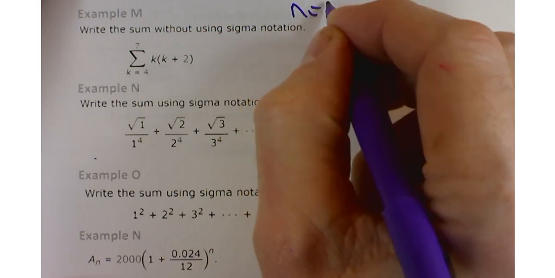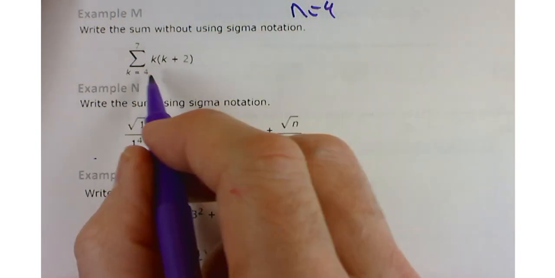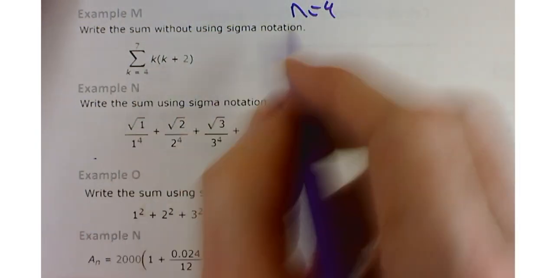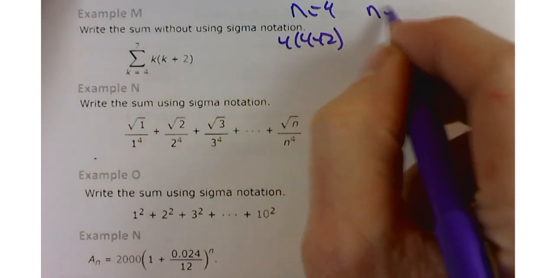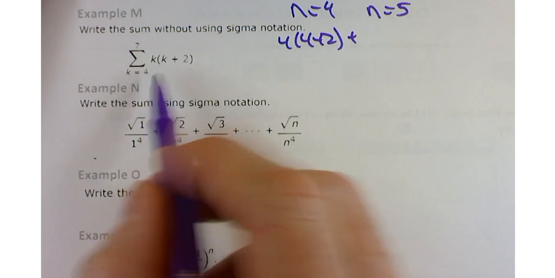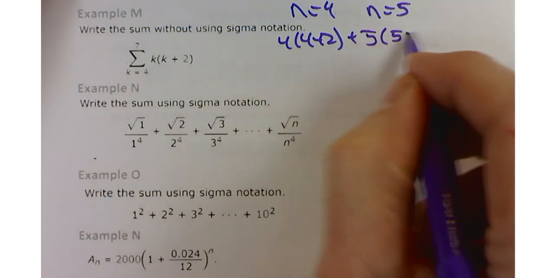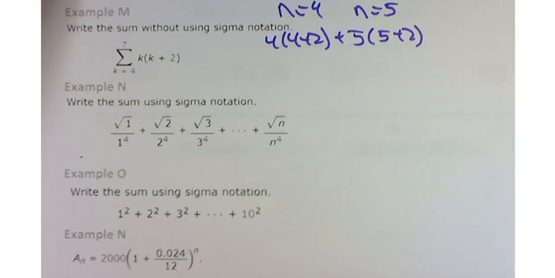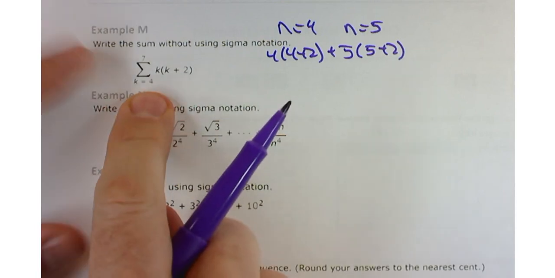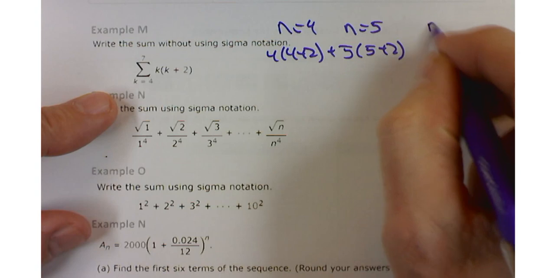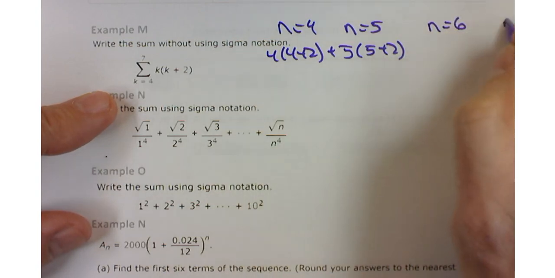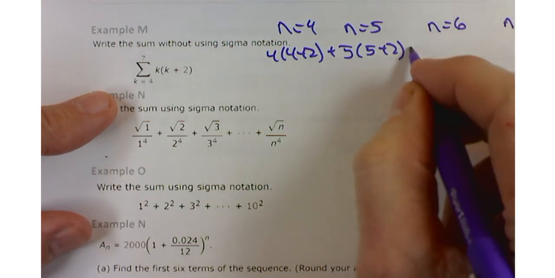k equals 4, I said 4 first, gives you 4 times (4 plus 2). Then k equals 5, I get 5 times (5 plus 2). Are you comfortable with this summation notation? Can you plug in these other ones? Get k equals 6 and k equals 7 to finish this off.